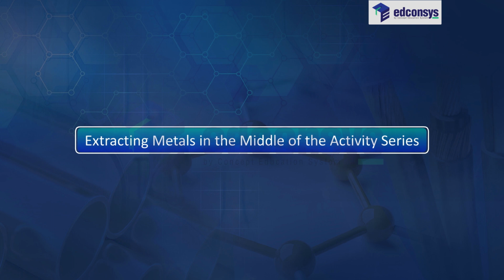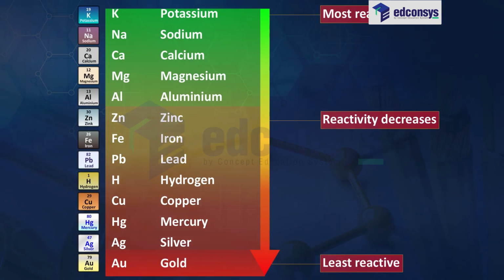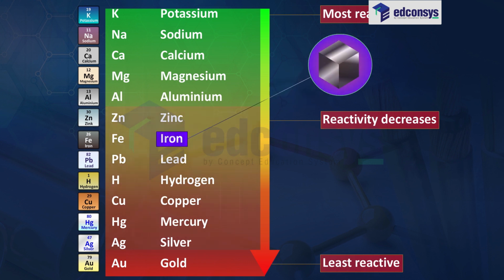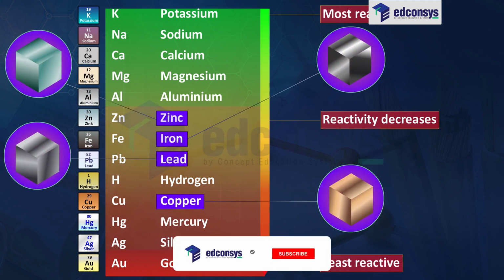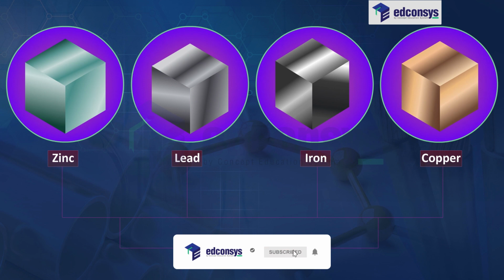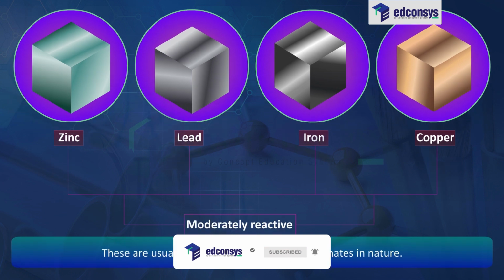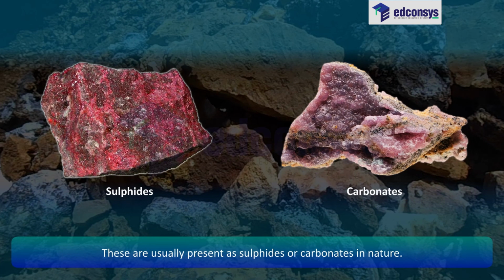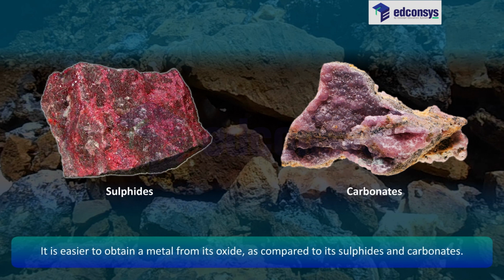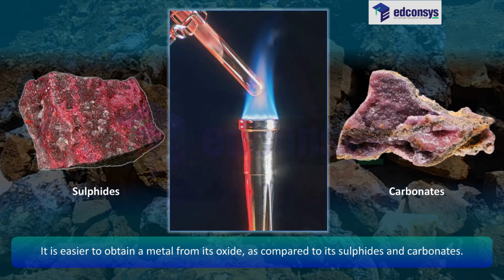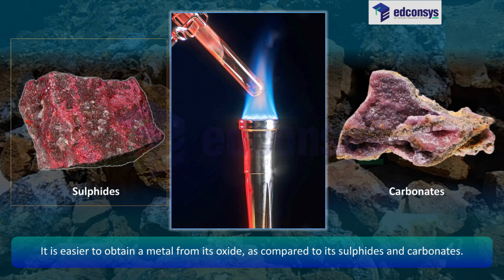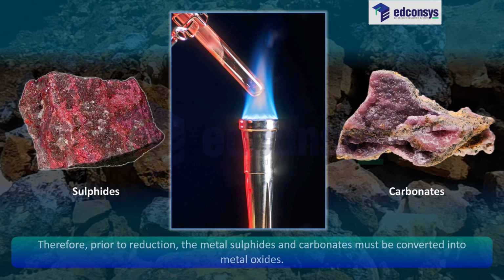Extracting metals in the middle of the activity series. The metals in the middle of the activity series, such as iron, zinc, lead, copper, etc., are moderately reactive. These are usually present as sulfides or carbonates in nature. It is easier to obtain a metal from its oxide as compared to its sulfides and carbonates. Therefore, prior to reduction, the metal sulfides and carbonates must be converted into metal oxides.